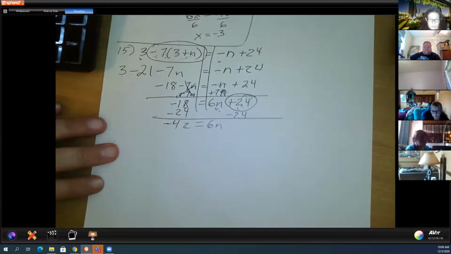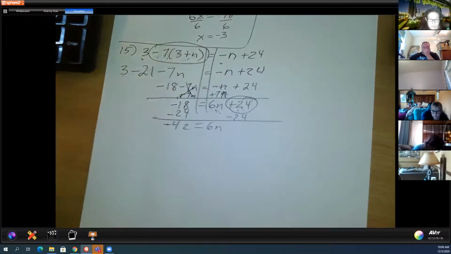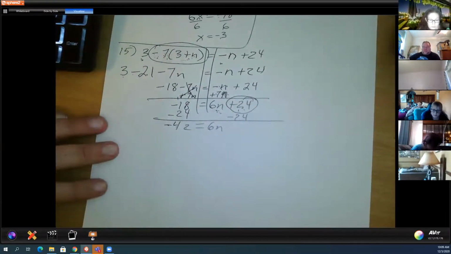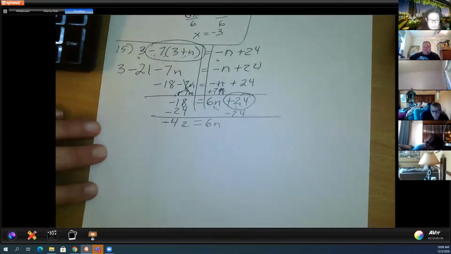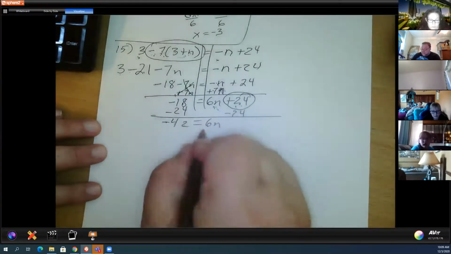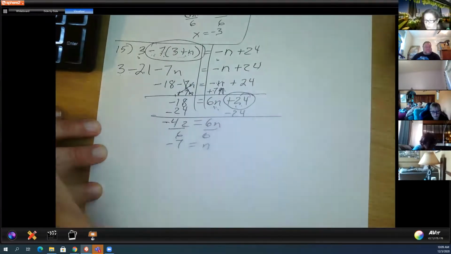That's one of the beauties of this work, is that basically you can do it any way you like. You can start with the numbers, you can start with the variables, you can get rid of the numbers on one side, or you can get rid of the numbers on the other, and whatever. So I like it because of that. Now, when I divide both sides by 6, I get n equals -7.